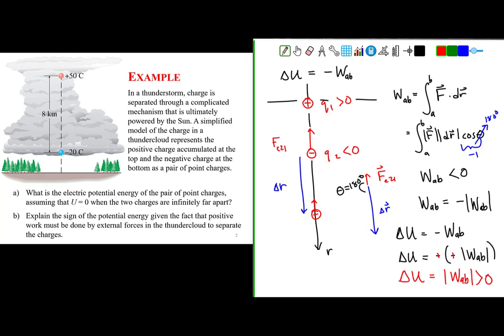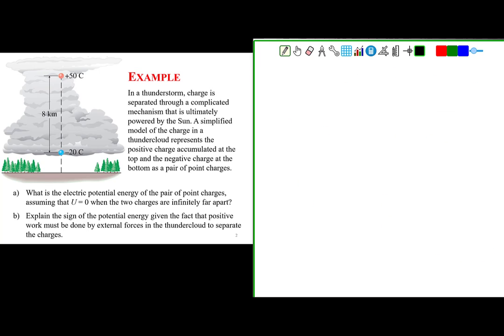So you might be wondering, well, Mel, the change of potential energy is positive, but you wrote down that the potential energy for this charge configuration for the 8-kilometer separation distance was negative at minus 1 billion joules. How do you explain that, Mel? Well, let's look at a graph of potential energy as a function of separation distance. The vertical axis will correspond to potential energy. The horizontal axis will correspond to separation distance.